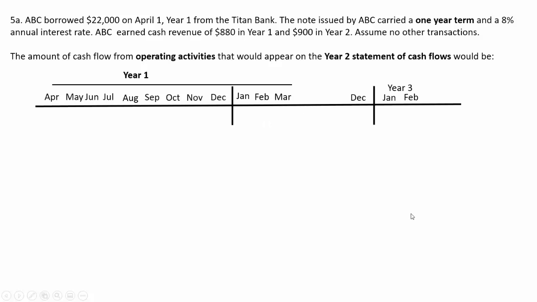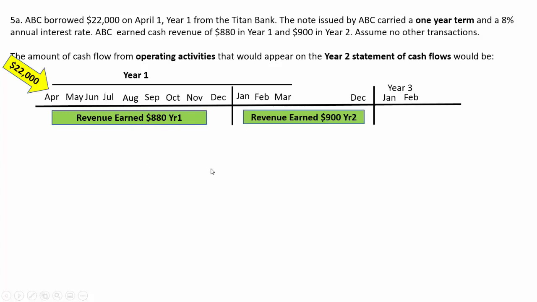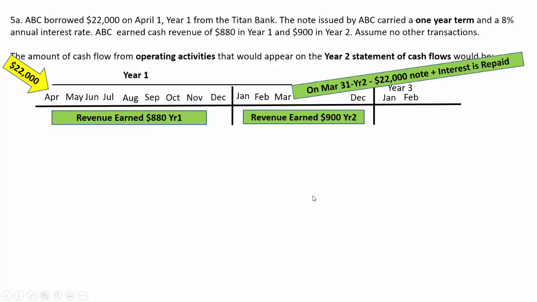So let's see if we can figure this out. So there's the $22,000 we borrowed on April the 1st of year 1. We had revenue in year 1 of $880, and in year 2 we had revenue of $900. And then, like I said, on March 31st, that's when this note ended, because it was a one-year note starting April 1st, ending on March 31st. And on March 31st, year 2, we paid back the note, which is $22,000, and the interest we also paid back. So the whole note was all done and taken care of as of the end of March of year 2.